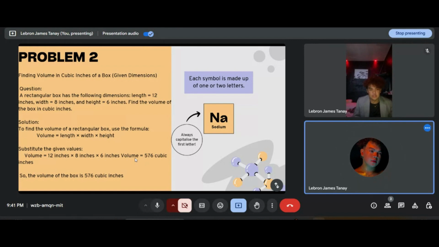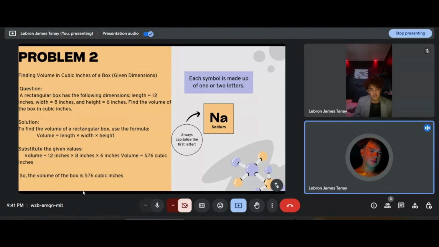Problem number 2 is finding the volume in cubic inches of a box given the dimensions. Question: a rectangular box has the following dimensions: the length is 12 inches, the width is 8 inches, and the height is 6 inches. Find the volume of the box in cubic inches.